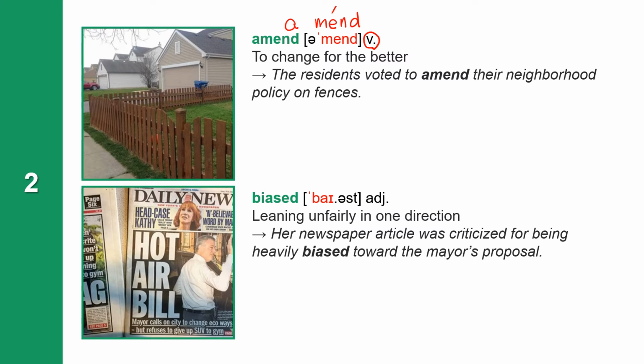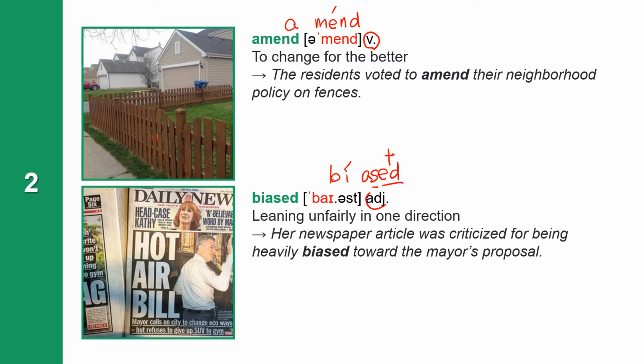Next one, biased. Biased has two syllables, B, I, A, S, E, D. Accent on the first syllable, biased. Actually, this ed after s sound, it sounds like t. That's why the pronunciation is biased.